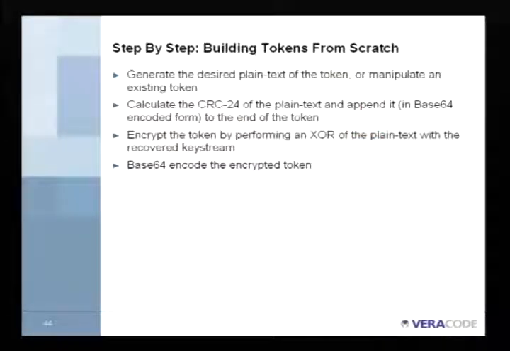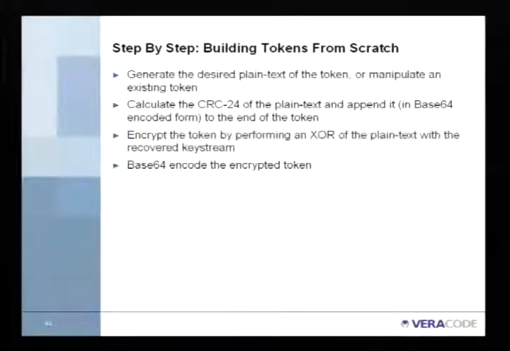So this is our step-by-step how to build a token from scratch. You generate the desired plain text of the token. What do you want to be in there as your plain text? Or manipulate an existing token, like we took a statement token and just changed the parts of it that we wanted to change, and left the rest intact. So somehow we come up with a plain text version of a token. We calculate the CRC24 of that plain text using our reference code and append it to the end of the token in base 64 encoded form. So those 4 characters that we saw before.